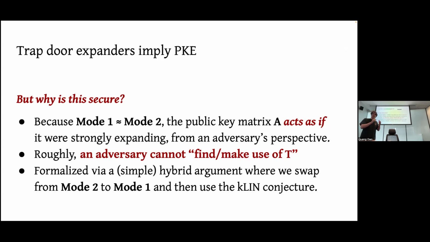Because we mandated that the two sampling modes should be indistinguishable from each other from the perspective of an adversary, to someone eavesdropping on the conversation, the public key matrix A acts as if it were truly expanding. So another way to think about this is that even though the public key matrix has this tiny compressing component, the adversary doesn't know how to make use of it at all. And we can formalize this by a simple hybrid argument where we first swap the true public key for a matrix sampled from mode 1, and then we can apply the noisy k-LIN conjecture from here.